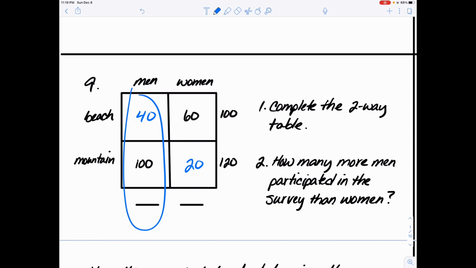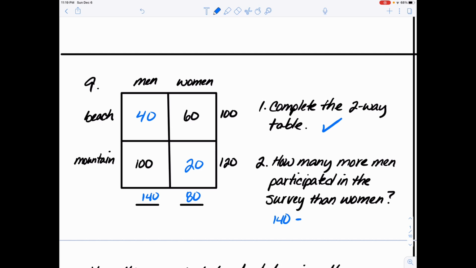And now we can find the totals for our vertical columns. 40 plus 100 there gives us 140. So there must have been 140 men in total that voted. And then our 60 plus 20 gives us a total of 80 women that must have voted. And so we've completed our table. So we took care of part 1. Part 2 says, how many more men participated in the survey than women? Well, our total men in the survey was 140.